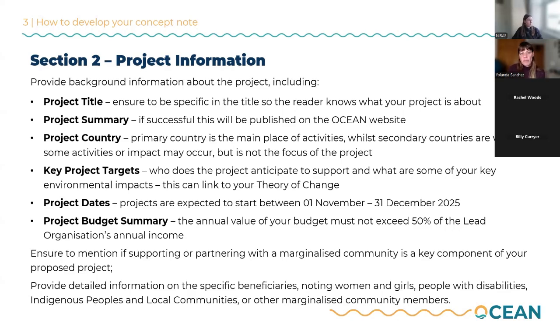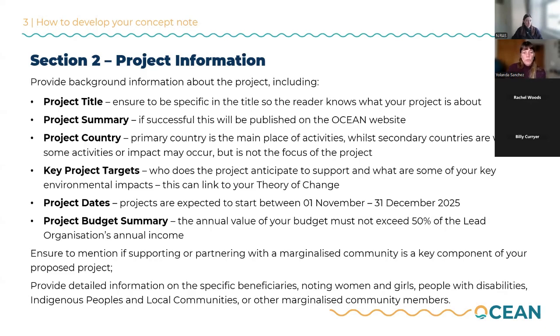Project country, it's important to differentiate which one is the primary country that is going to be the main place of activities. And then you can share some secondary countries where some activities or impact may occur, but it's not the focus of the project. Then you have to identify the key project targets. These are the people that the project is anticipated to support, and what are some of your key environmental impacts. And this can be linked to your theory of change.